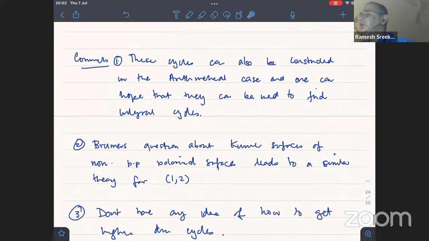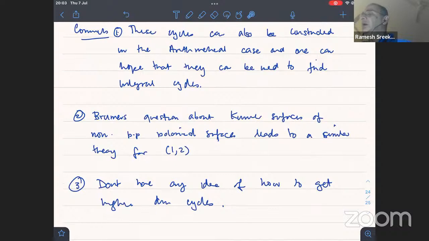Okay. And last week, Bruinier asked me a question about Kummer surfaces of non-principally polarized abelian surfaces. That seems to lead to a similar theory. In the case of principally polarized abelian surfaces, the Kummer surface is a double cover of P2 ramified at 6 lines tangent to a conic. If you have a polarization of type (1,2), you get a double cover of P2 with 6 lines which meet at 3 points. And so much of what we do can be extended to that case, I think.